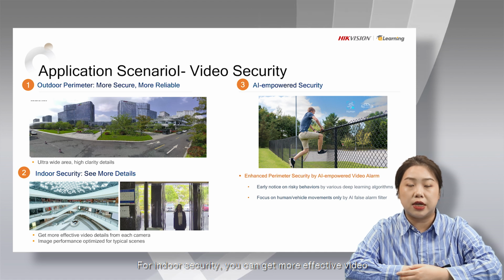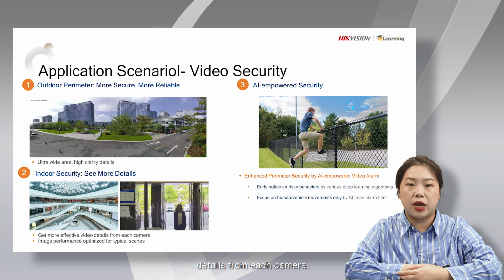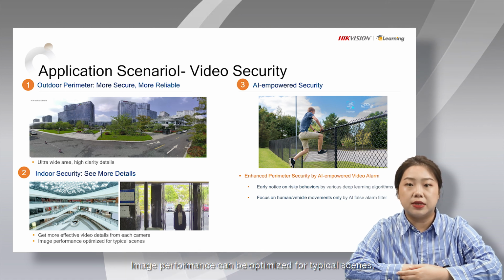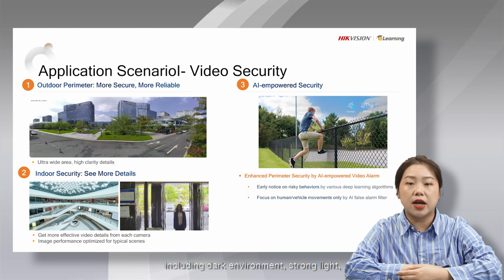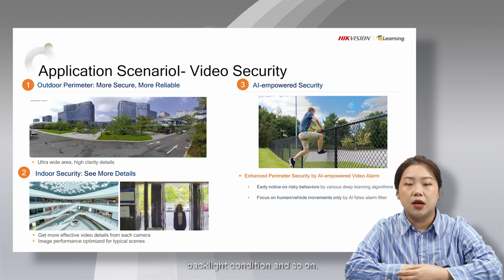For indoor security, you can get more effective video details from each camera. Image performance can be optimized for typical things, including dark environment, strong light, backlight condition, and so on.